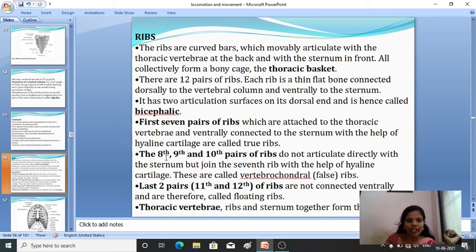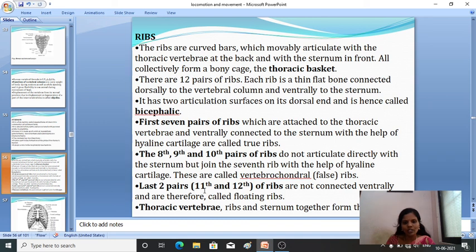Next, the 8th, 9th and 10th pairs of ribs do not articulate directly to the sternum, but join the 7th rib with the help of hyaline cartilage. They are commonly called vertebrochondral false ribs. These 3 ribs are directly connected to the 7th rib. These 3 pairs are called false ribs.